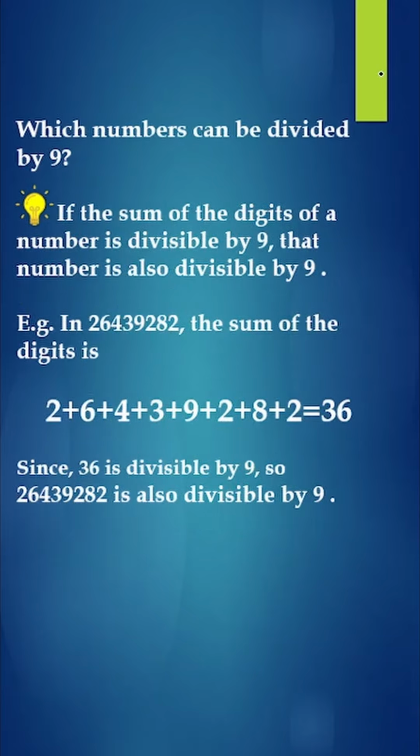Which numbers are divisible by 9? How did we check for 3? Likewise, we'll add all the digits of the number, and if the sum is divisible by 9, then the entire number will also be divisible by 9.